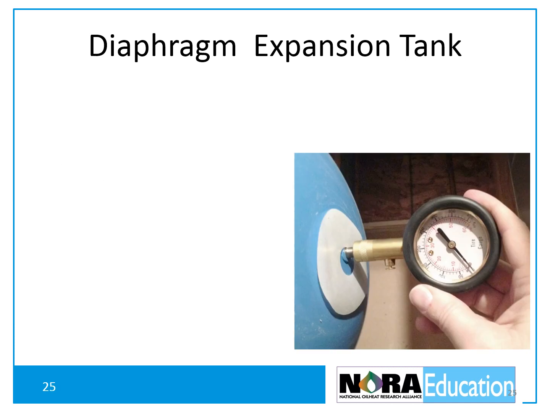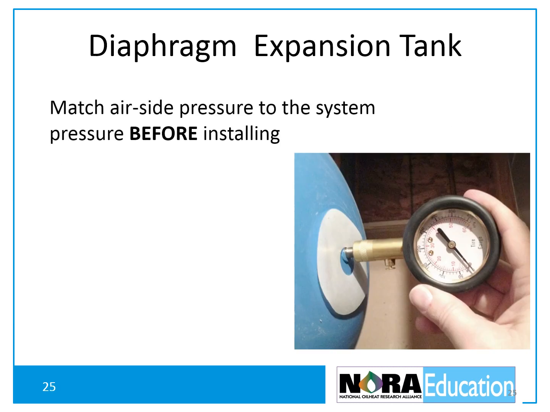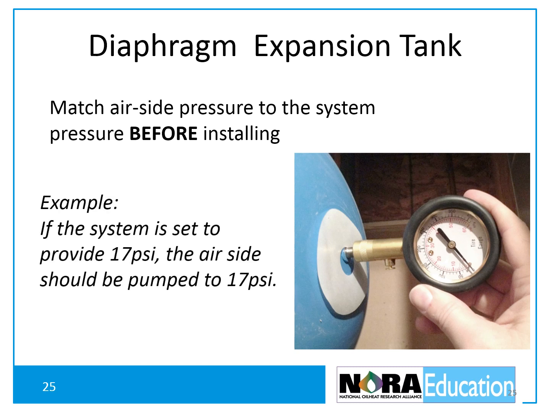The air side of the tank should be charged to the system operating pressure. If the system is set to provide 17 psi, the air side of the tank should be pumped up before being installed to 17 psi. If the air pressure doesn't match the water pressure, the relief valve may discharge.